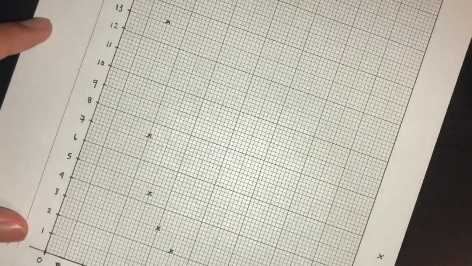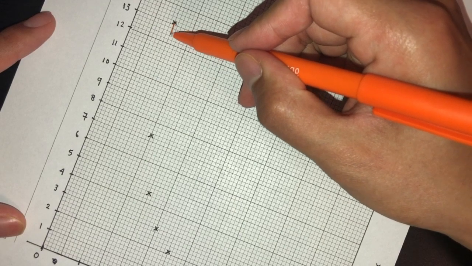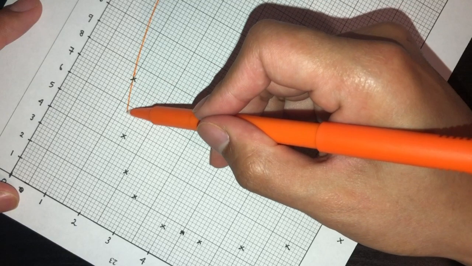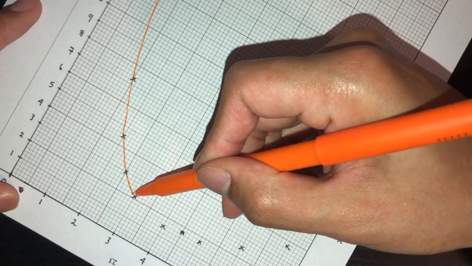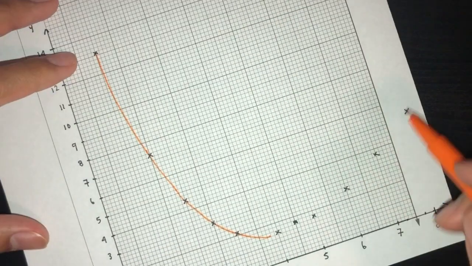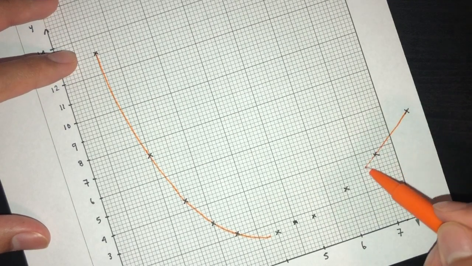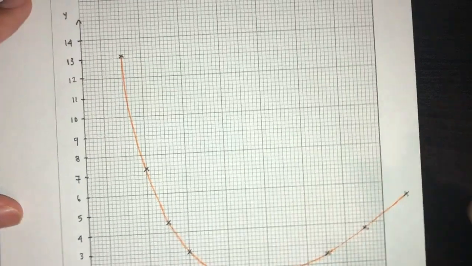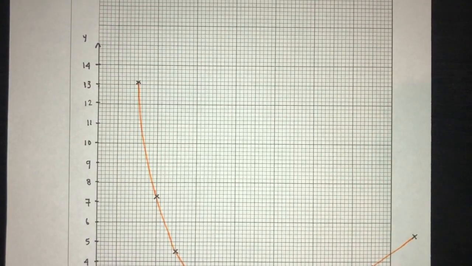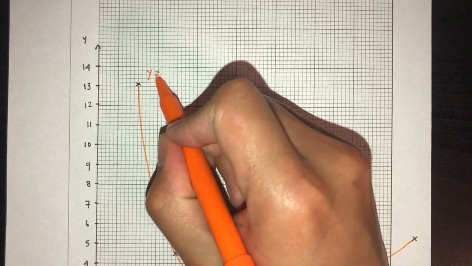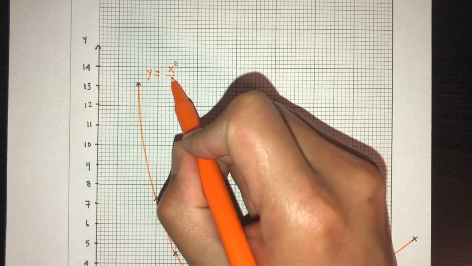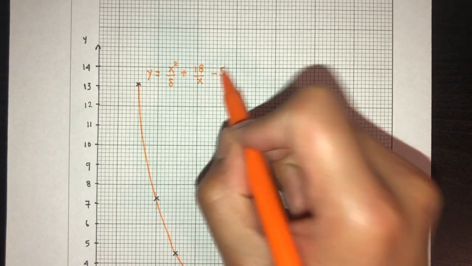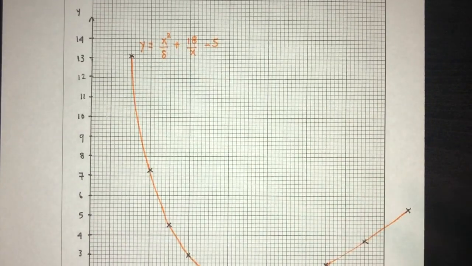So try your best. Okay, so this will be my curve, and you have to label this curve as y equal to x squared over 8 plus 18 over x minus 5. So that will be your curve obtained by a smooth curve.